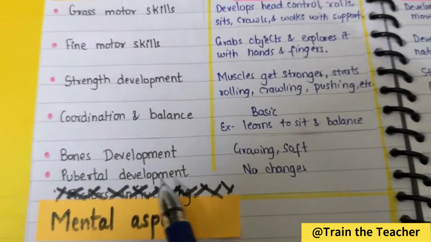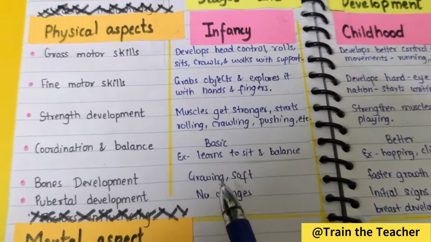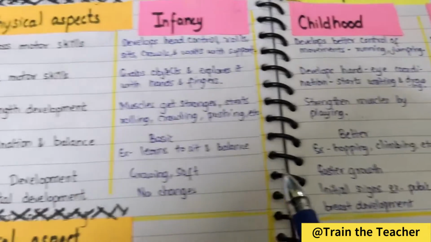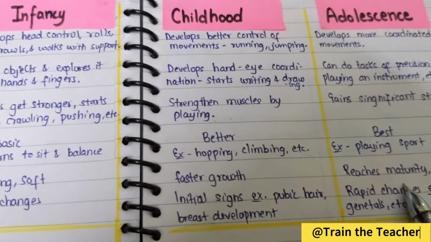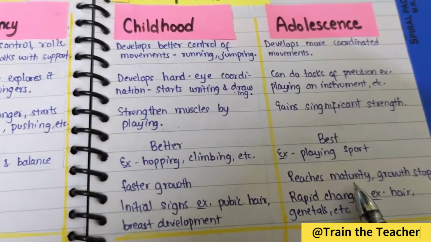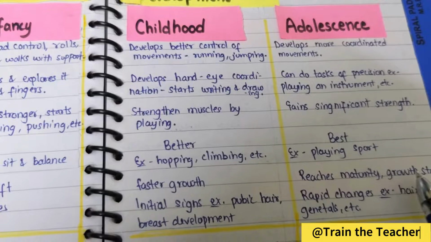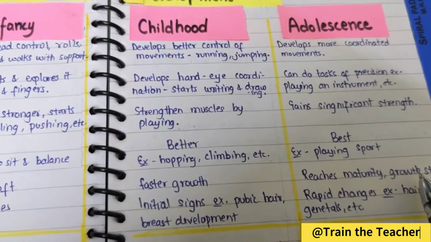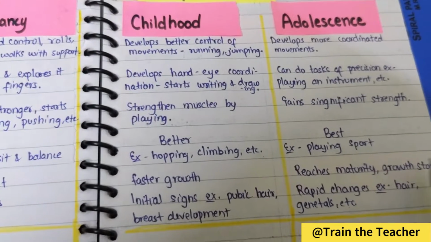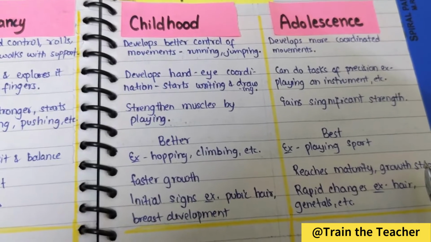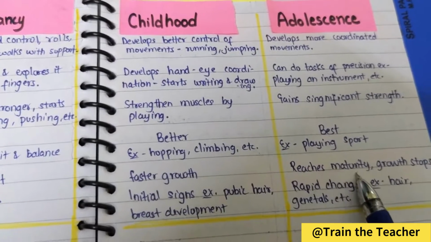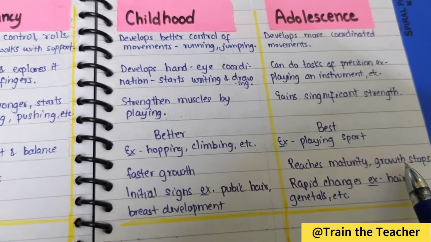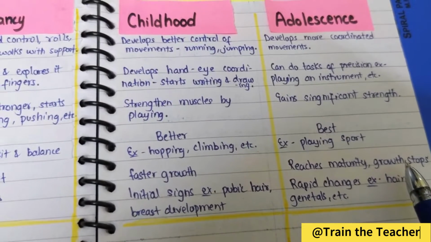Bones development. During infancy, it's in the growing stage, the bones are soft. During childhood, there is faster growth, and during adolescence it reaches maturity, growth stops. For example, height is directly related to development of bones, and the muscles become strongest and the development of bone stops.